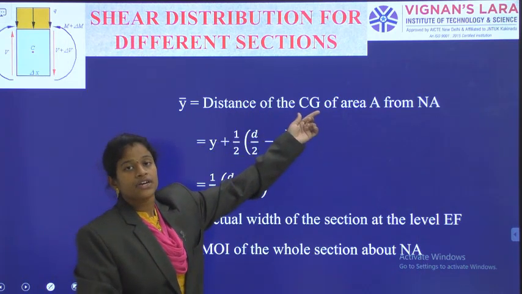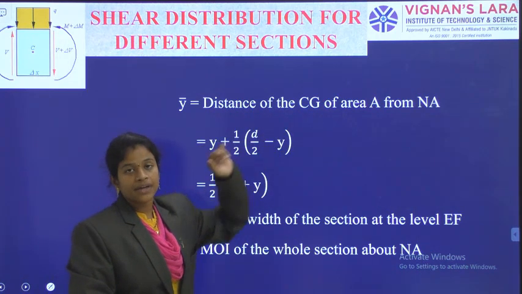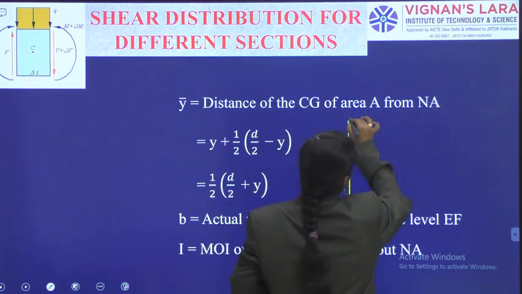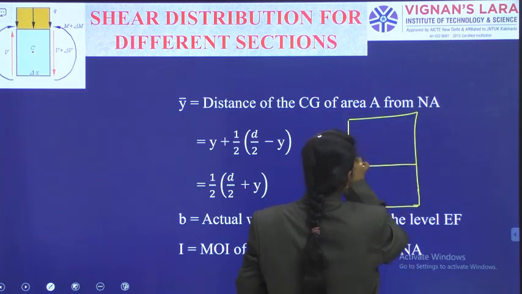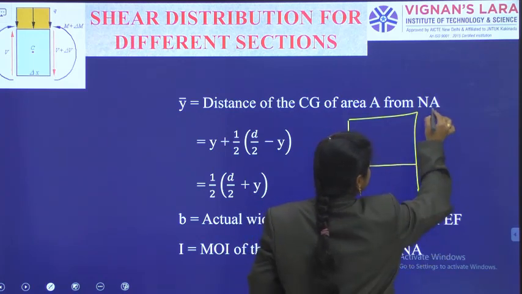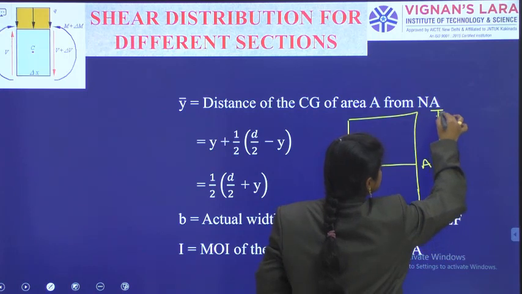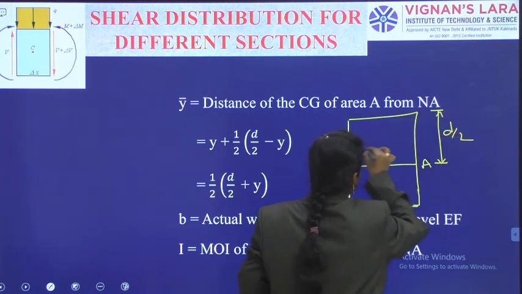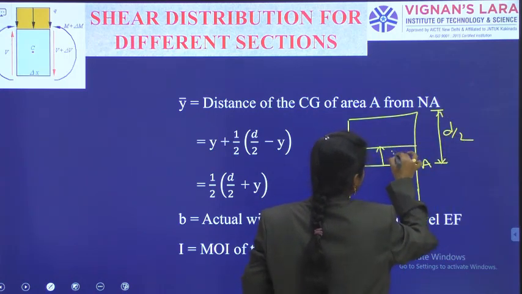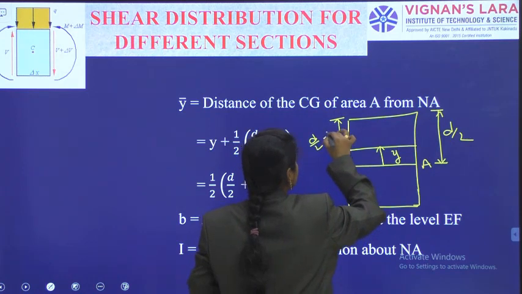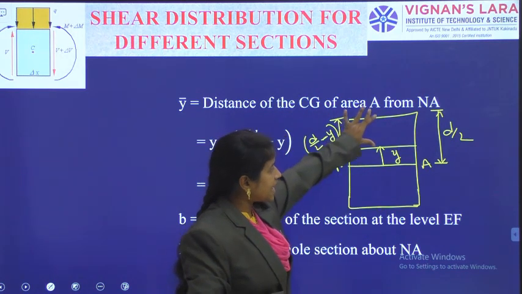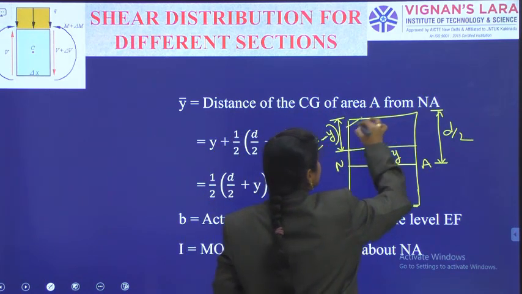So, the distance of the center of gravity of the area A from the neutral axis. As I have the section like this and the neutral axis like this, its distances are like this. This one is d by 2, and the distance of the level is y, and this leftover distance is d by 2 minus y. Right? Now, this height has an area like this.